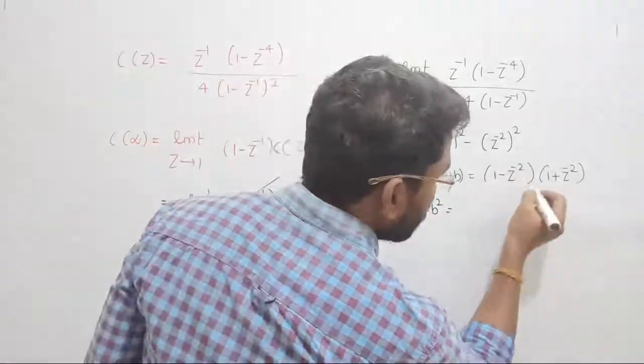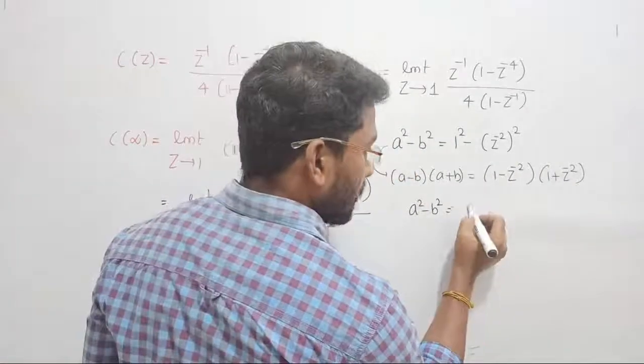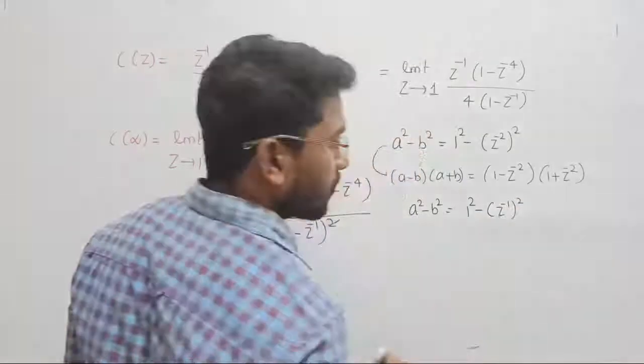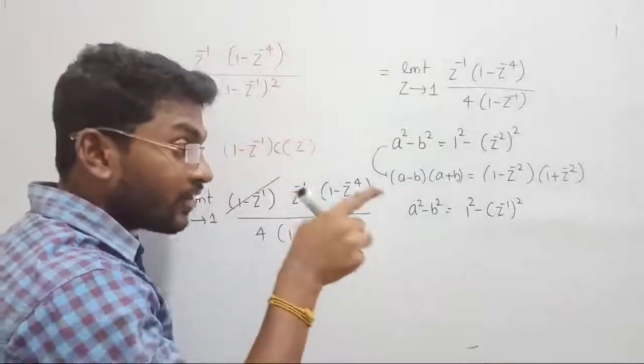Let me take this function alone. Shall I write this function like this? 1 square minus z power minus 1 whole square. Just think about it, right? They will make you all work.